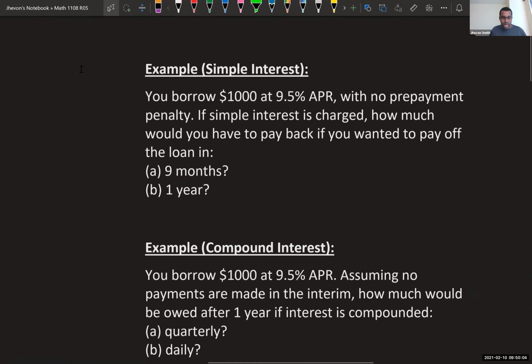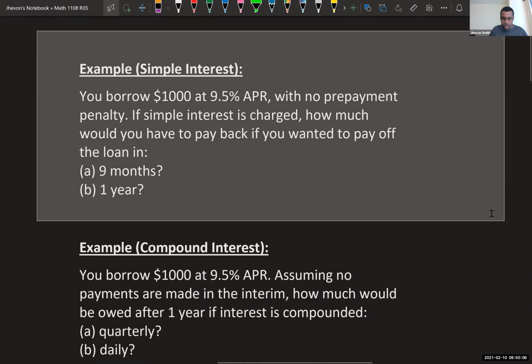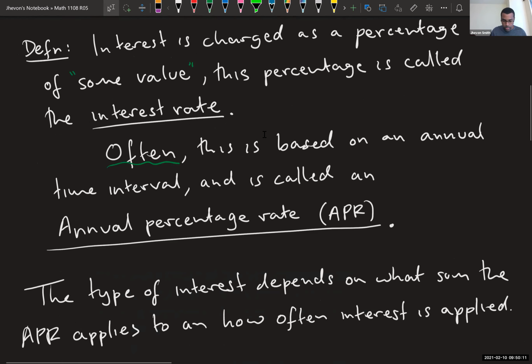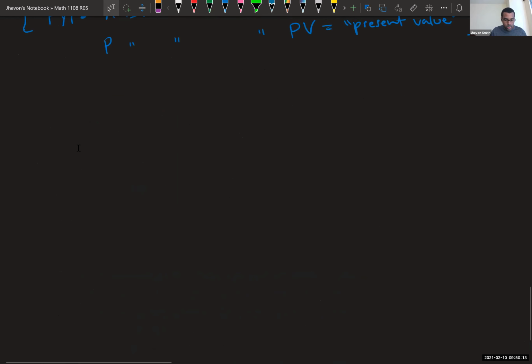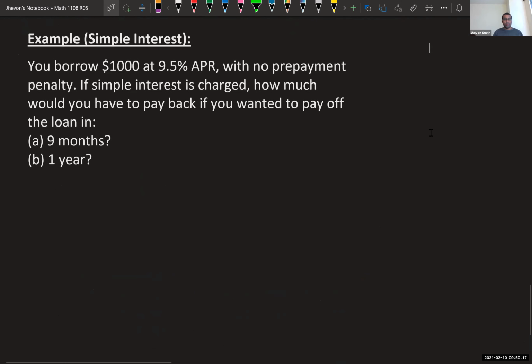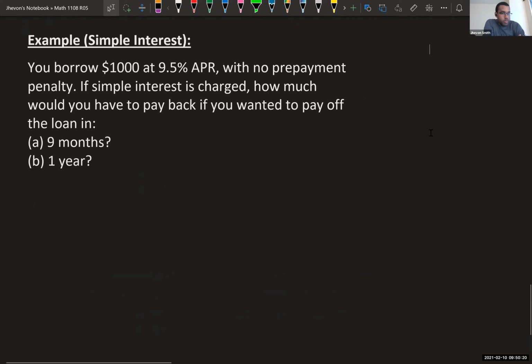So let's actually do an example, not a terribly complicated one, just one to make sure that we're following along with the idea. So here's a simple interest example. Okay, so you can take a picture of that or write it down if you want, or wait on the notes. But yeah, let's keep some nice rounded numbers. So let's not kill ourselves. You borrow $1,000 at 9.5% APR with no prepayment penalty.